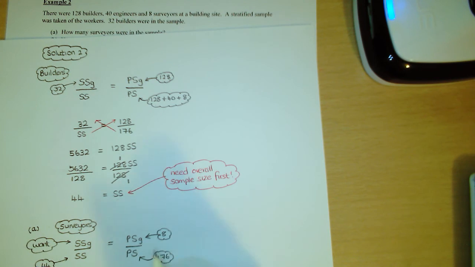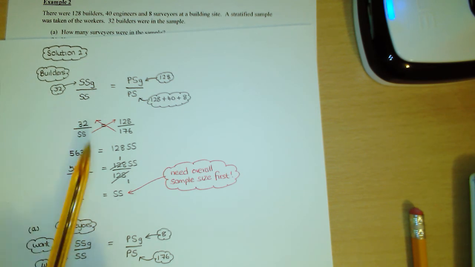And again, the rest is easy now. Do you see the way it's only now that we can work out how many surveyors are in the sample? We couldn't have done that if we still didn't know the sample size. That's why we had to use the builders group at the beginning, because we knew 3 out of the 4 quantities in order to work out the sample size.